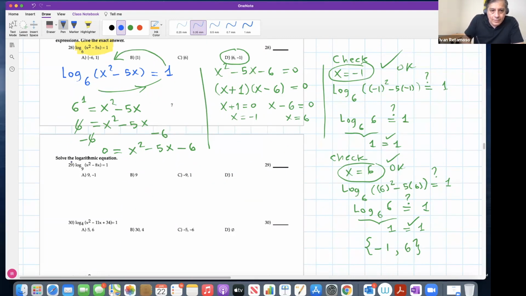I will leave this for you to look at the rest as a reference. It says log base 9 of x squared minus 8x equal 1. Try it out. I see some activity on the chat. Let me double check. Work it out, guys. Number 29.